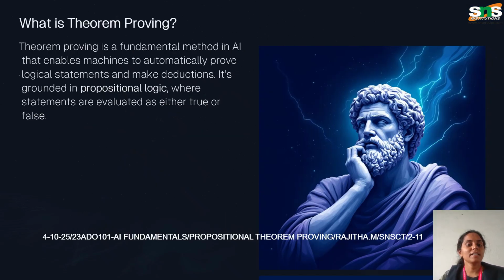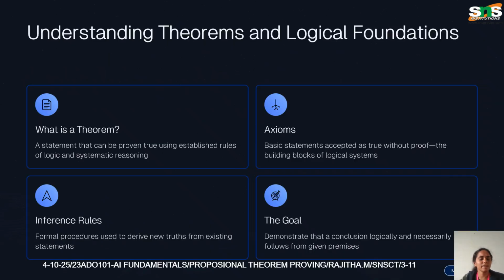Theorem proving is like teaching a computer to solve a logic puzzle. It is a method in AI where machines prove if a statement is true or false using logic. For example, if we know all humans are mortal and Socrates is human, the computer can logically conclude Socrates is mortal. This process is the backbone of automated reasoning in AI systems, helping them make decisions based on facts and the understanding of theorems and logical foundations.